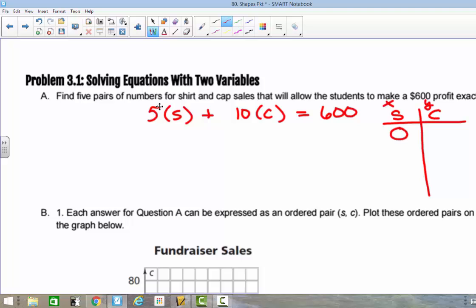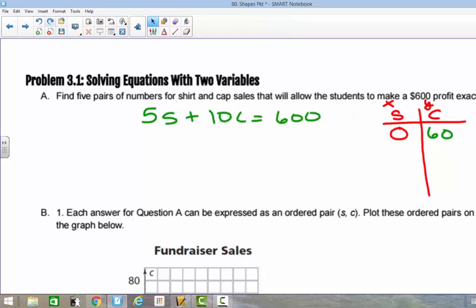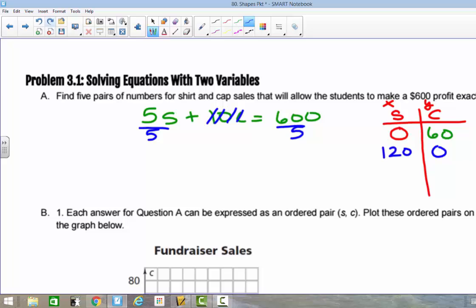If you plug 0 in for shirts, it's kind of like you are not looking at this at all. And then you would have 10C equals 600. So to solve for that, you would divide by 10, and you get C equals 60. If you plug 0 in for C, you're not even looking at this. So you have 5S equals 600. If you divide both sides by 5, 600 divided by 5 is 120. So 120 shirts would be the maximum amount of shirts.